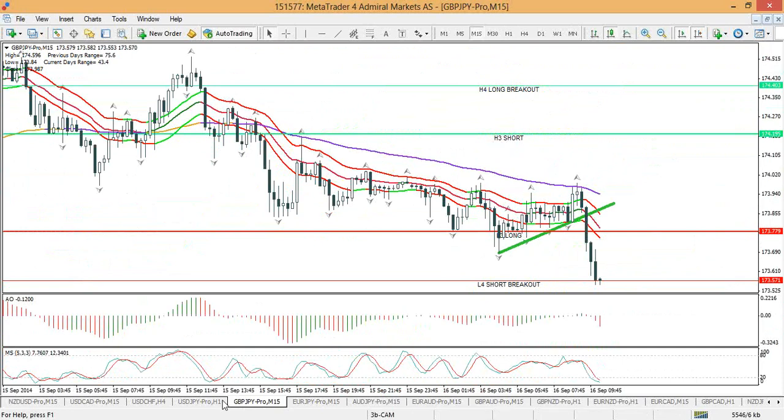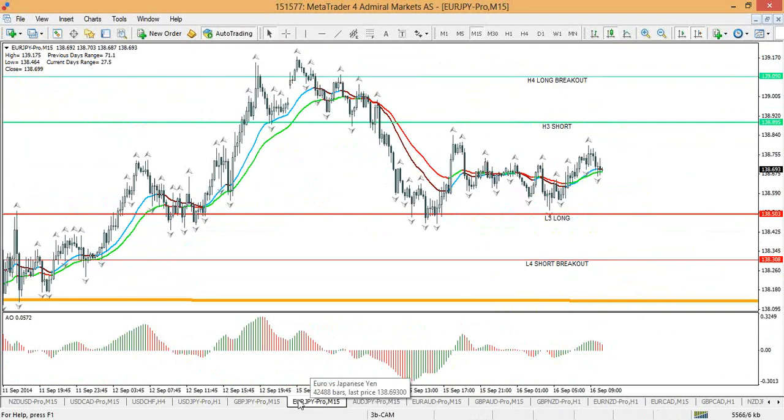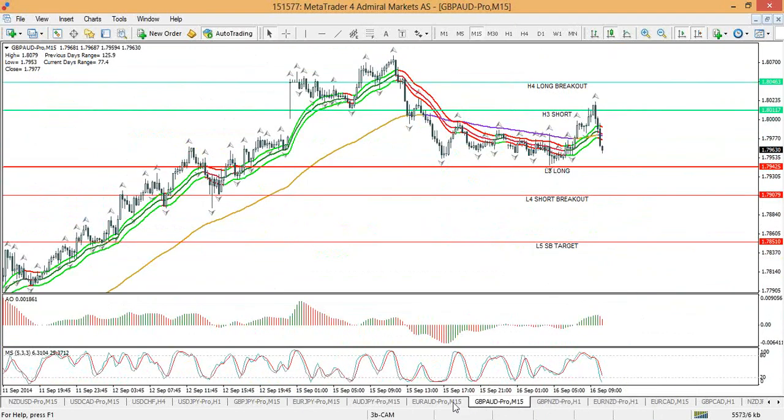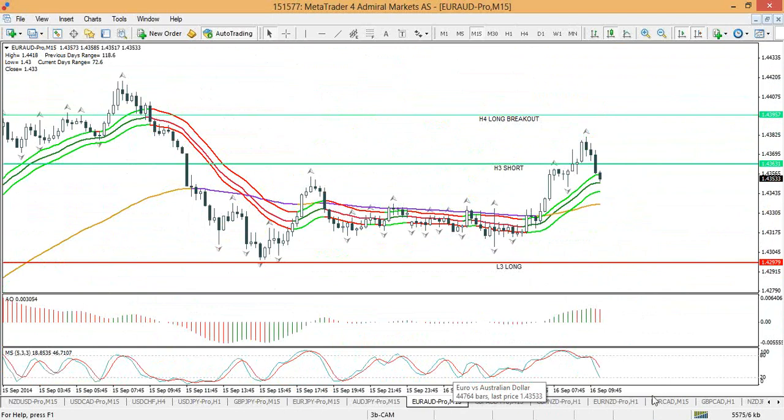So a lot of stuff happened and is happening before our room. I didn't look at the pound yen, but this happened just before as well. A lot of breaks, with the exception of the euro yen, euro CAD, in fact, at the moment. Difficult sometimes to choose which one.